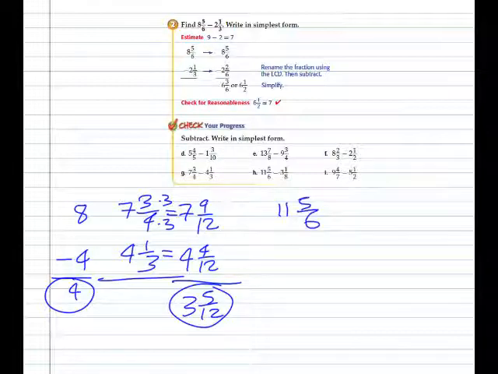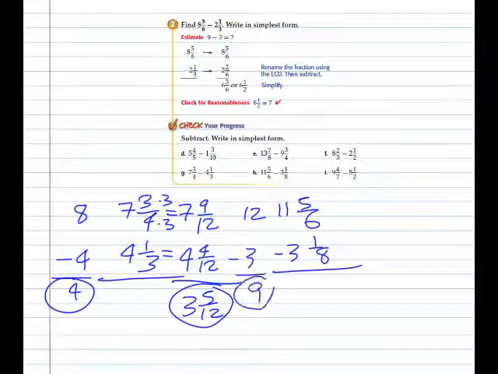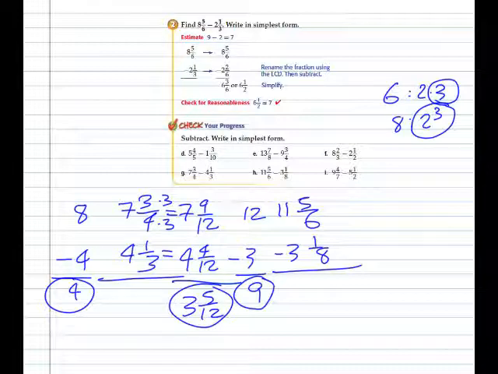11 5/6. I'm going to round that to 12. Minus 3 1/8. I'm going to round that to 3. So 12 minus 3 is 9. That's my estimate. 6 is 2 times 3. 8 is 2 to the third. So these 3 2's and this 3, 2 to the third times 3 is 24.